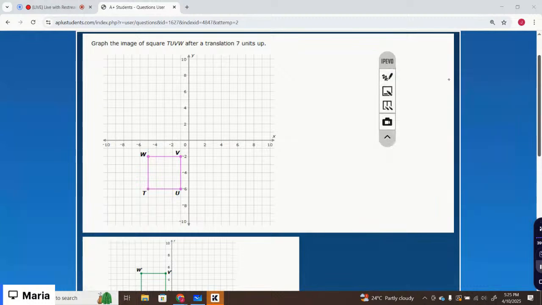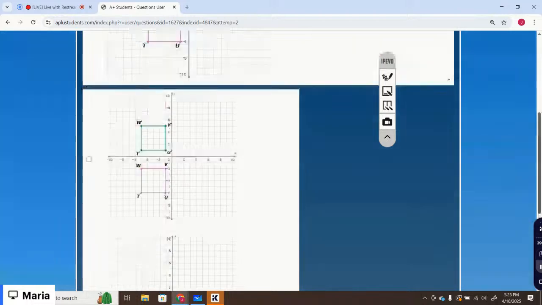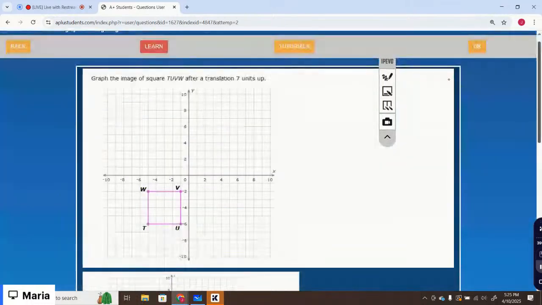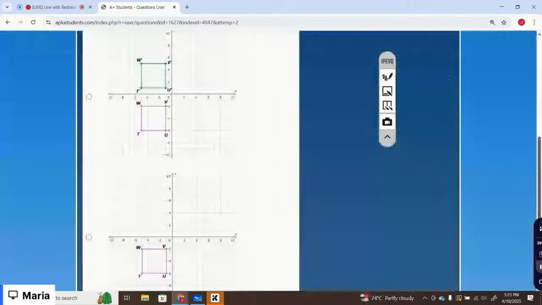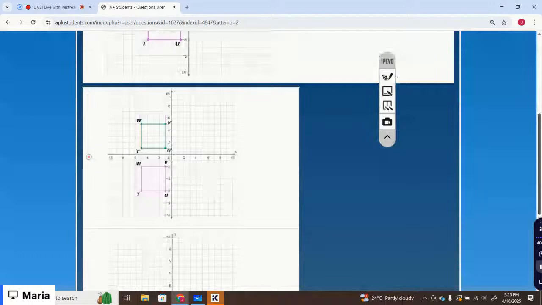The correct option is option number 1. That is the translated image. So option number 1 is the correct option.